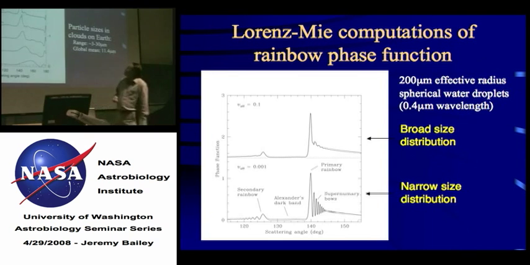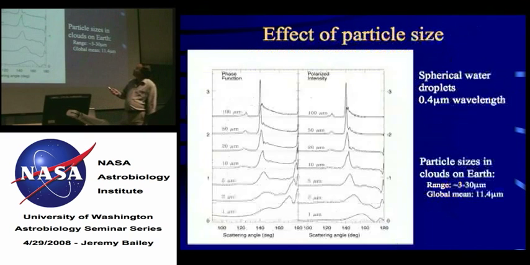So this plot just shows the effects of particle size on the rainbow. As the particles get smaller, I've started at 100 microns here, what happens is the width of the rainbow peak broadens out, and eventually it starts to shift to larger scattering angles. This is the phase function, the total intensity of the light, and this is the polarized intensity. And they're on the same scale, so if the polarized intensity is the same height as the phase function plot, then that's essentially highly polarized light.